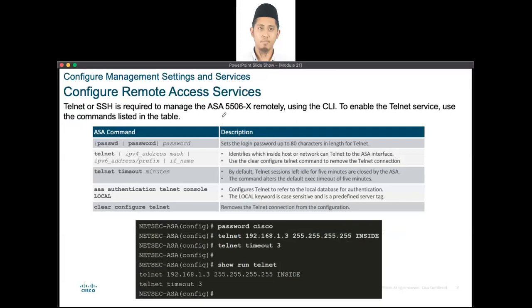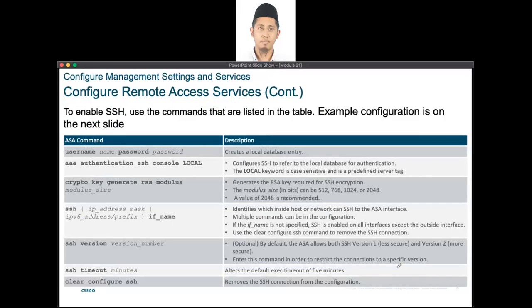So configure remote access services. Telnet or SSH is required to manage the ASA 5506-X remotely using the CLI. To enable the Telnet service, use the commands listed in the table below. Okay, so we got the password, we got telnet, and then we got telnet timeout, and aaa authentication telnet console LOCAL, and clear configure telnet. Okay, here is the example that we do on that.